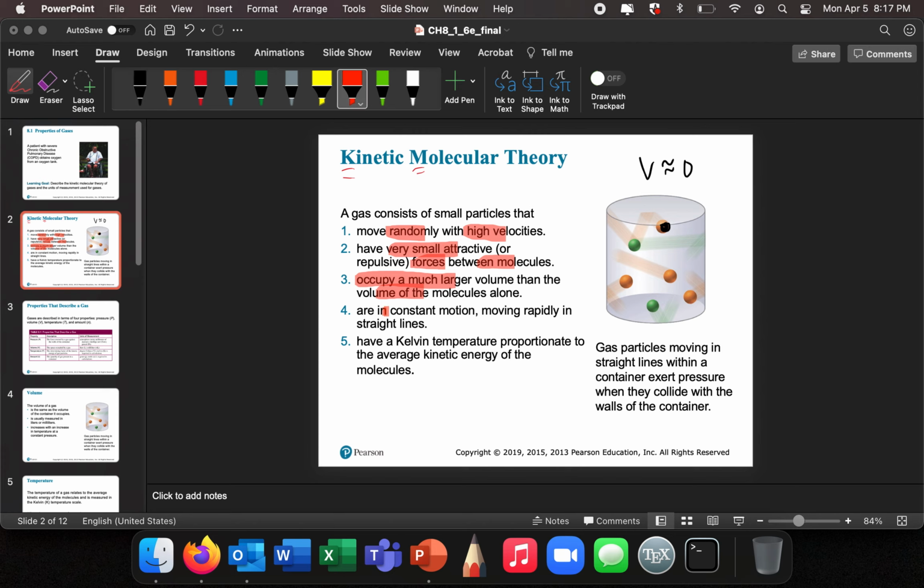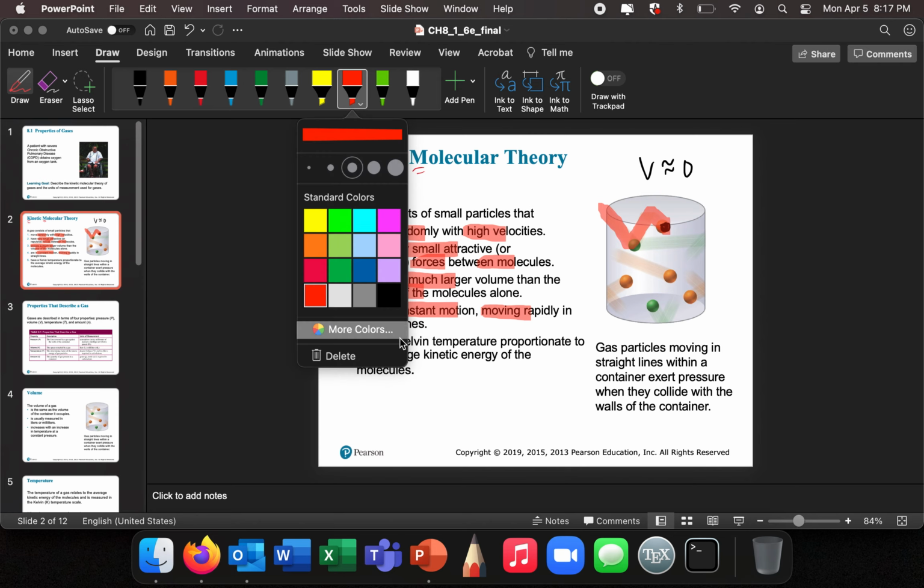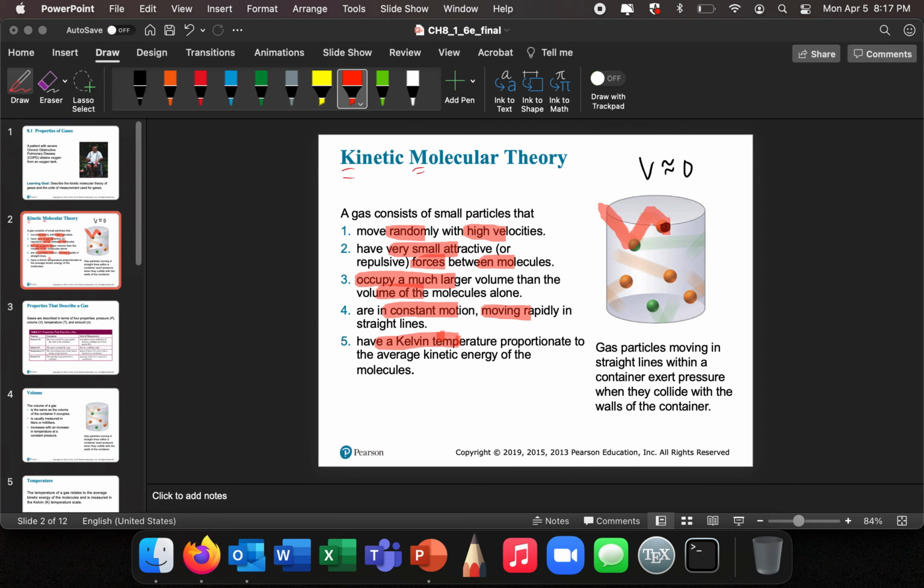Okay, number 4, the particles are in constant motion and they're moving rapidly in straight lines until they hit something. So you can see this orange particle, it hit that green particle. Can you see that? It's coming along here and bam, hits the green particle, bounces off, hits the top, and comes over here, okay? So they move in straight lines until they hit something else. And then the fifth principle is that Kelvin temperature is proportional to the average kinetic energy of the molecules. The kinetic energy is essentially a measure of Kelvin temperature.